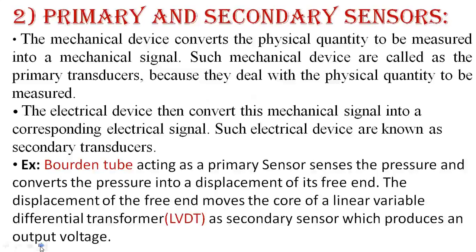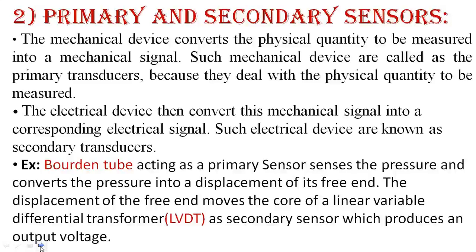In the last lecture we started the classification of sensors. We saw five types of classification: the second one is primary and secondary, the third one is analog and digital, the fourth one is active and passive sensors, and the last one is sensors and their inverse operation. So in this video we will start with the second type of sensors.